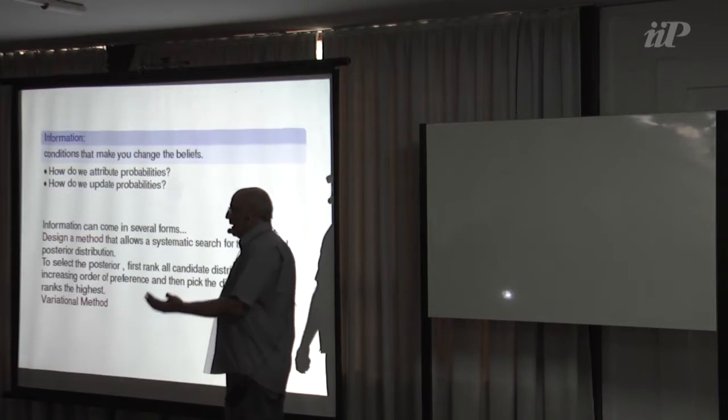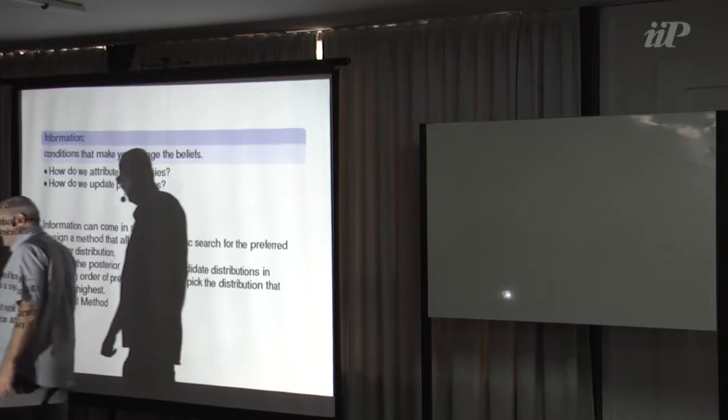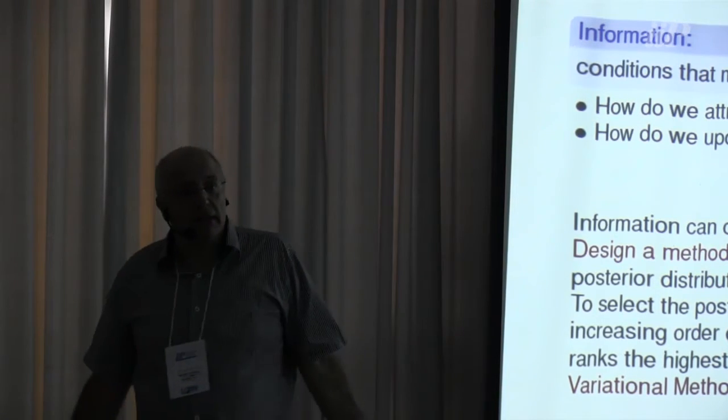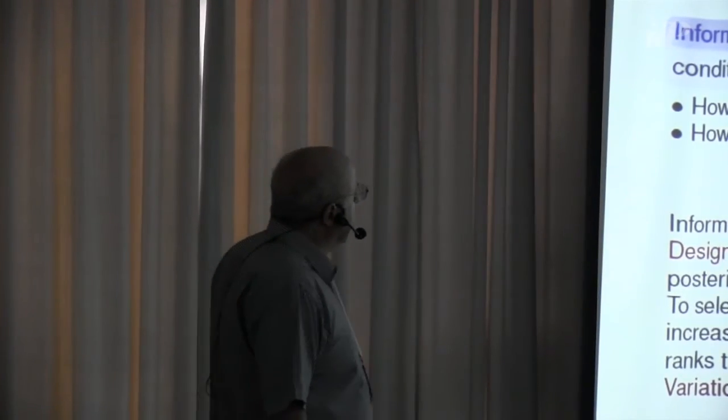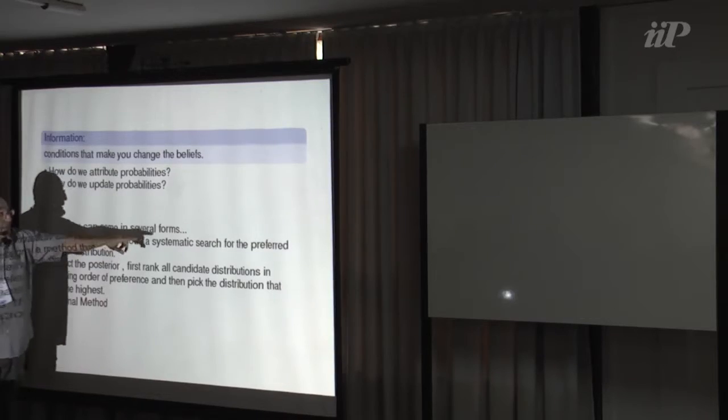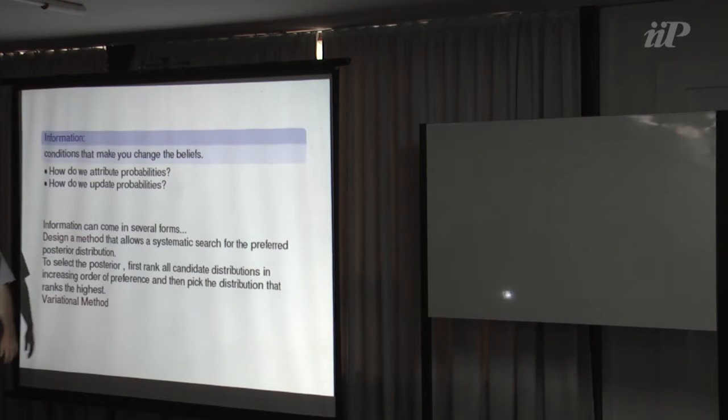Okay. So now I start the second part, very, very rapidly. The question is, I gave you arguments for believing that the theory that I should use is probability. And if you have some prior information, how do you turn that, when data arrives, into posterior distributions using Bayes' theorem? But information comes in other ways. And we have to design a method that allows for a systematic search of the preferred posterior distribution.